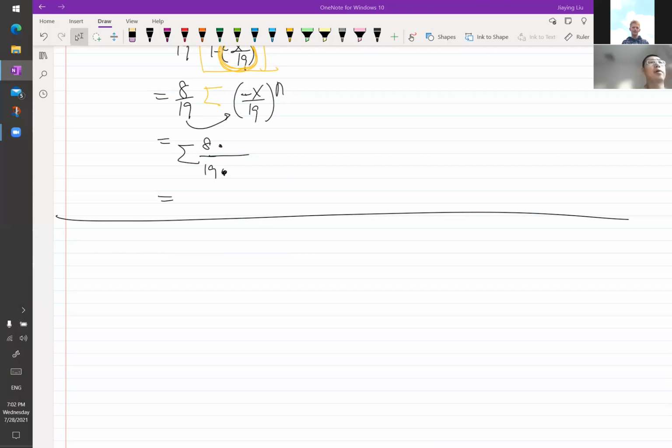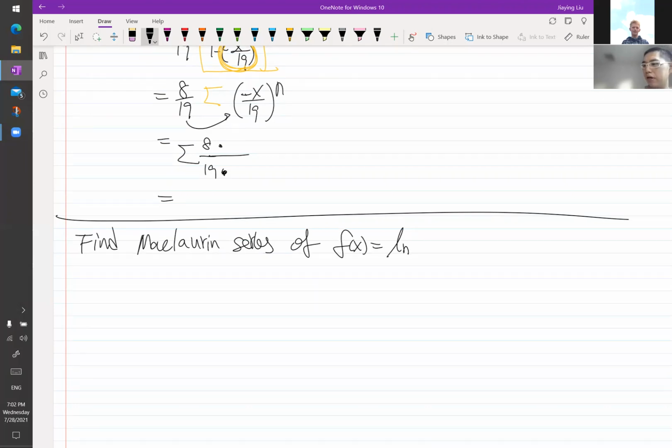Okay. I have another question that was asked by a student yesterday. I think it was also Sam. So it's also in the homework. So the question is: find the Maclaurin series of f of x equals natural log of 1 plus 5x. Write the answer in sigma notation.